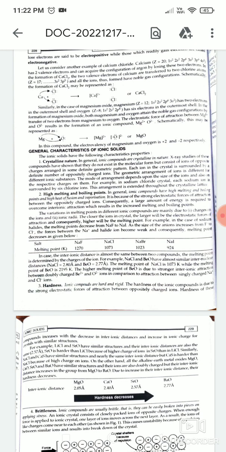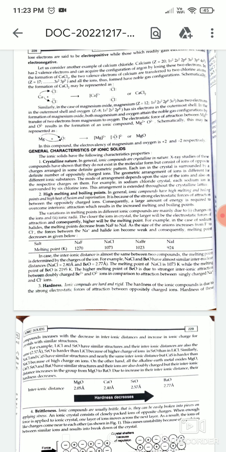Now, next topic is general characteristics of ionic solids. The ionic solids have the following characteristic properties. First, that is crystalline nature. In general, ionic compounds are crystalline in nature. X-ray studies of these compounds have shown that they do not exist in the molecular form but consist of positively and negatively charged ions arranged in some definite geometric pattern.